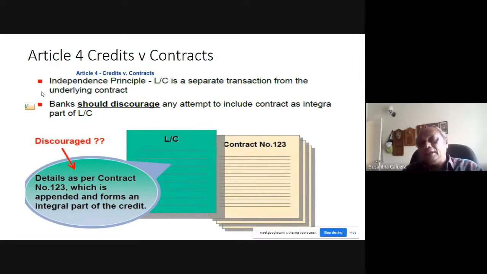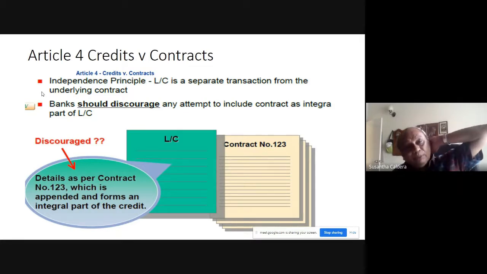Article 4, credit versus contracts. Independence principle. This is a very important principle in letter of credit operations. That is, the LC is a separate transaction from the underlying contract.